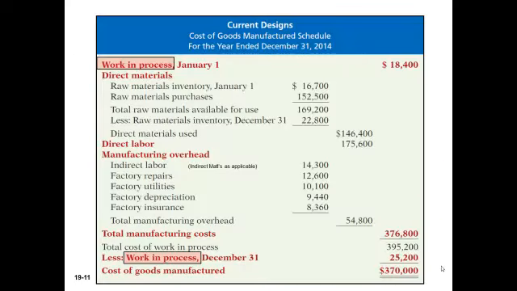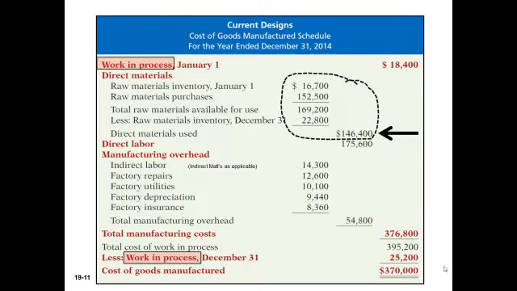Here's a look at a complete cost of goods manufactured schedule for current designs. This is for the year ended December 31st. So the period defined here is the complete year. First note that we're starting with the work in process inventory account. This is a cycle of costs for work in process, from beginning to end. Let's start with the first element, the first addition, direct materials used, 146,400. How are these determined?